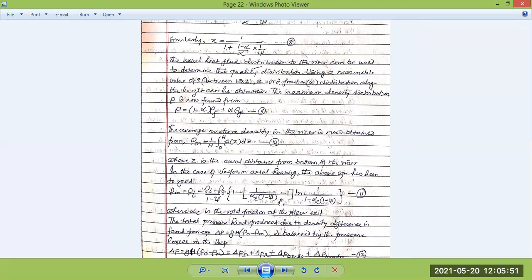1 minus psi, where alpha c is the void fraction of the riser circuit.